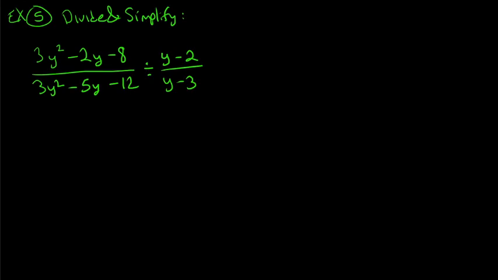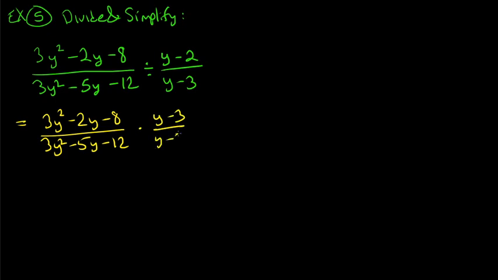Okay, here's another one. Divide and simplify 3y squared minus 2y minus 8 over 3y squared minus 5y minus 12 divided by y minus 2 over y minus 3. Okay, so go ahead and try that. All right, so first thing you do before you factor anything, I guess once you get used to this you could do it all at once, but I'm going to go one step at a time here, right? First step is keep, change, flip. So we just flip the second fraction, and now we just multiply, right?